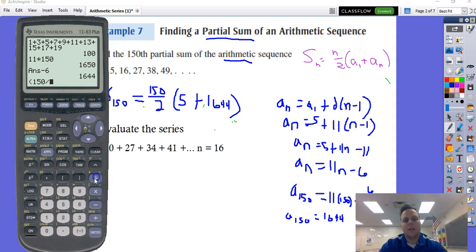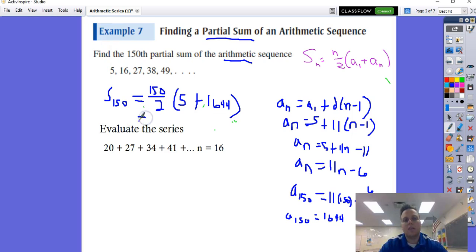So then I say 150 divided by 2 times 5 plus 1644. Press enter, and I get that that's the sum. If I was to add all first 150 terms together, I would get 123,675. Okay? Now, that is one way to approach this problem.